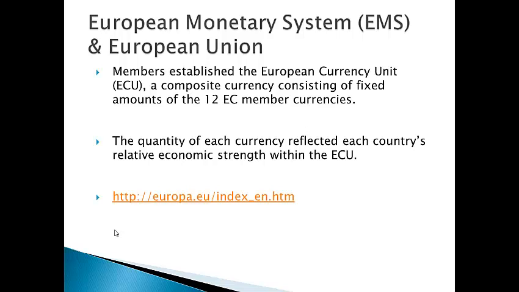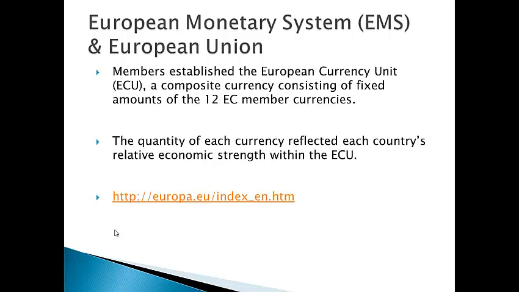European monetary system. So the European monetary system was created in 1979 to foster European stability, or foster economic or monetary stability within Europe. In 1992, it was renamed the European Union, and it currently has 27 member countries. There's a link to the EU's website in English, there.